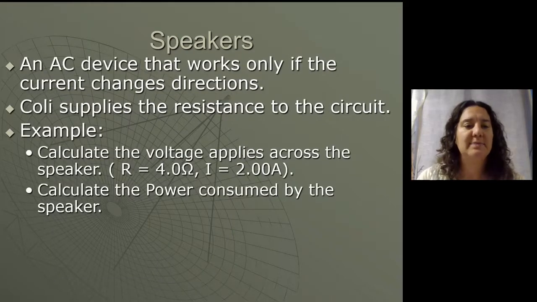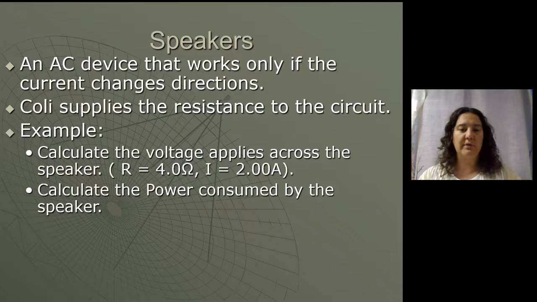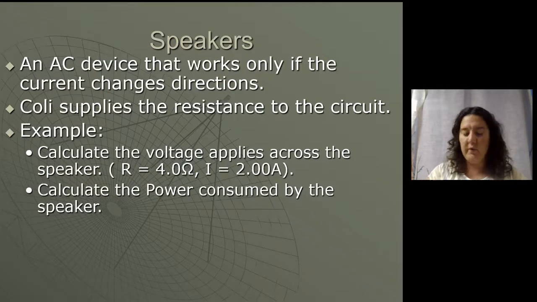So, looking at a set of speakers, which is an AC device, so it only works if the current changes direction. Now, a coil supplies the resistance to this circuit. So, we want to calculate the voltage applied across the speaker when the resistance is 4 ohms and the current is 2 amps. So, voltage is equal to current times resistance, which is equal to 2.00 amps times 4.0 ohms, which gives us a total of 8.0 volts.